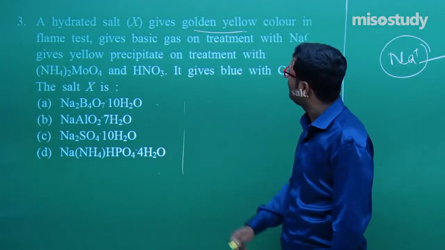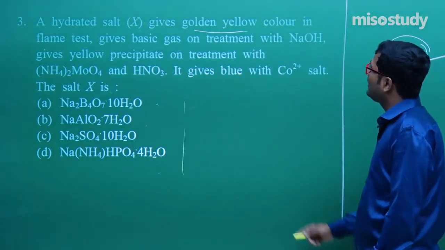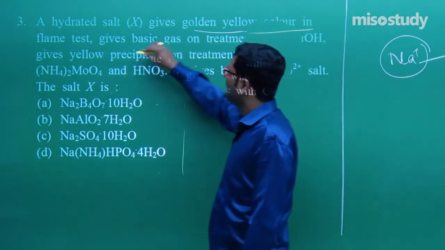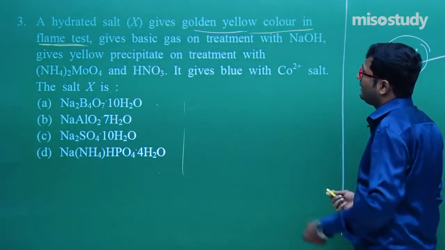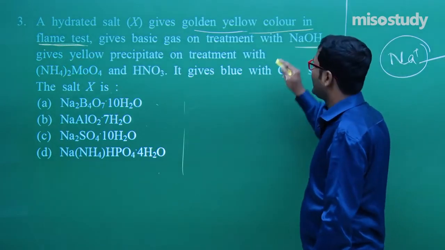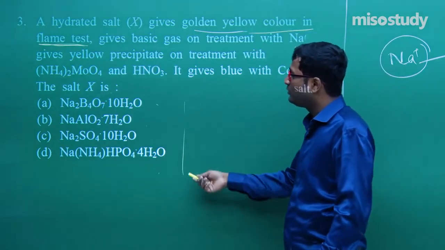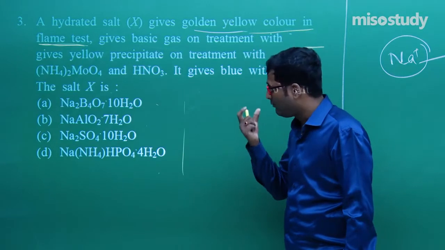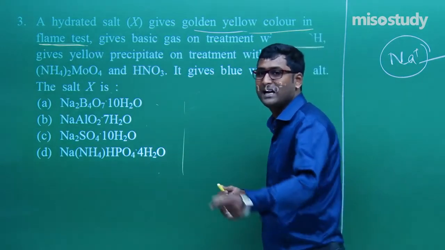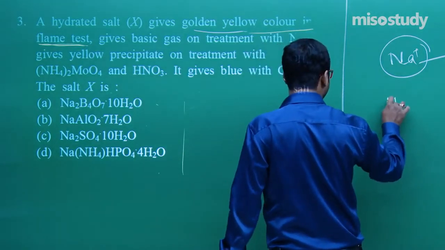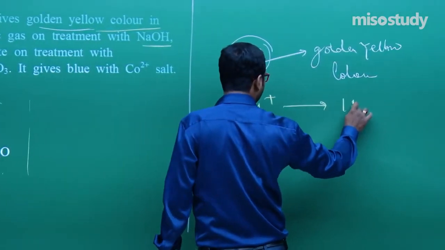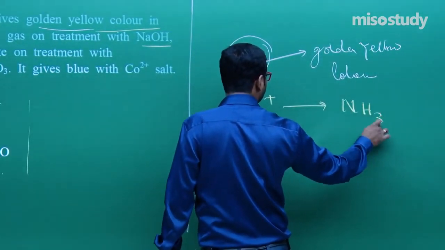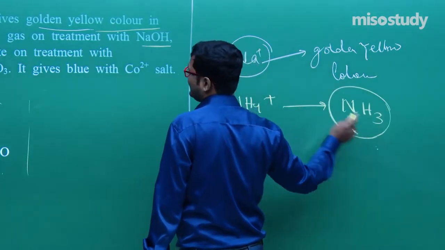All options are correct if I watch only the one segment of the question. Now, it gives a basic gas on treatment with NaOH, that is, in this compound there is such a molecule present which gives a basic gas. What is a basic gas? That is, if it contains the NH4+ ion, then and only then it gives you the gas NH3.